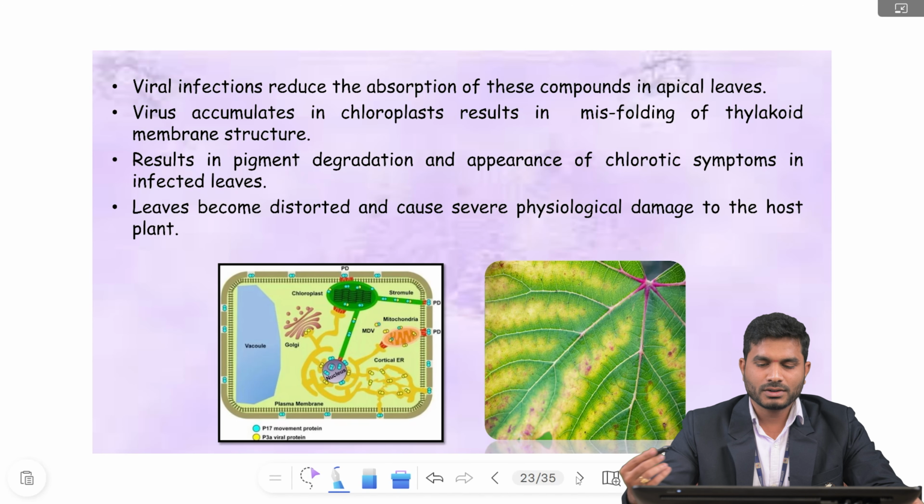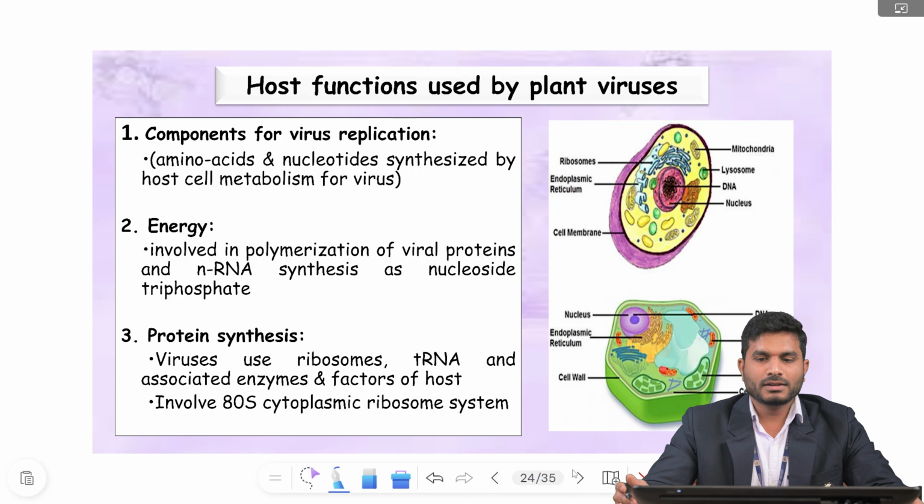What are the host functions that are used by the virus from the host? First, to reproduce, viruses use host-synthesized amino acids and nucleotides, host ATPs and NTPs, and host ribosomes and translation machinery. In essence, the plant provides the raw material, energy, and machinery for virus replication.